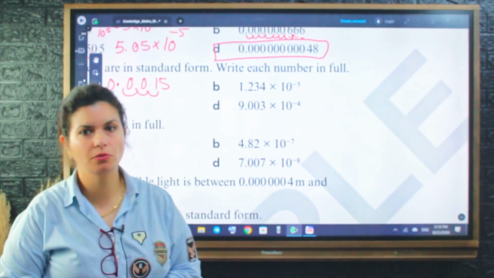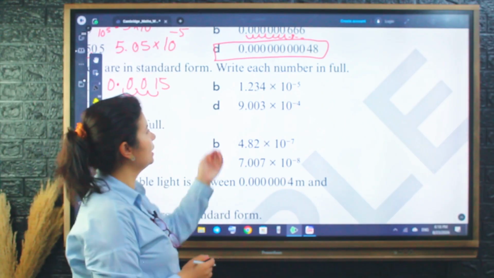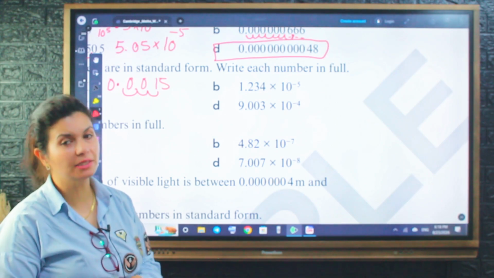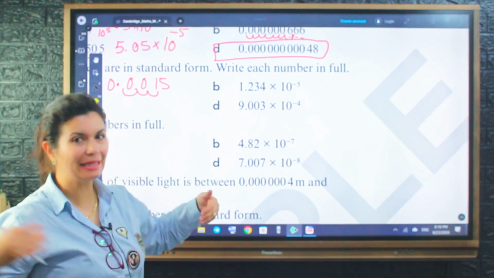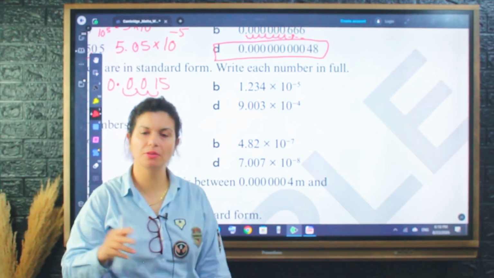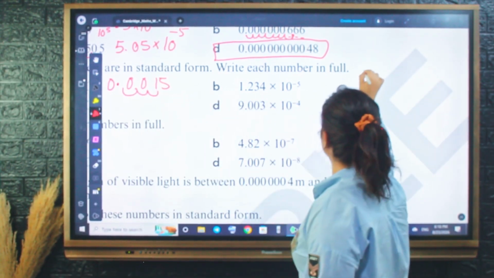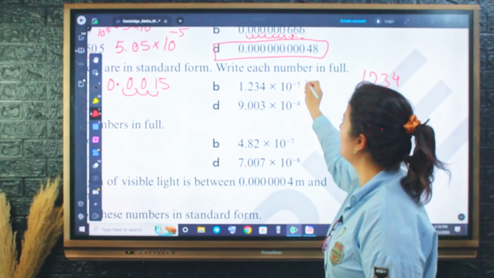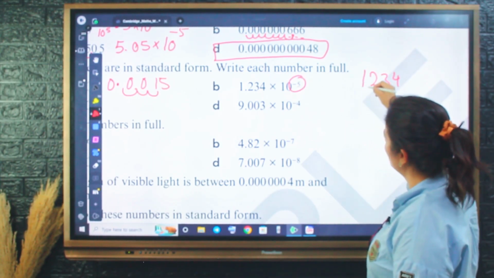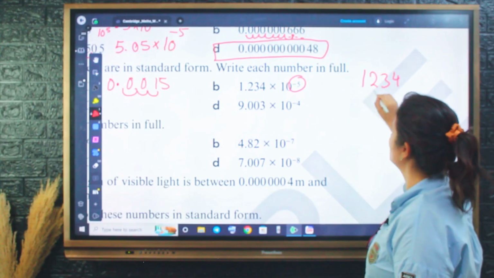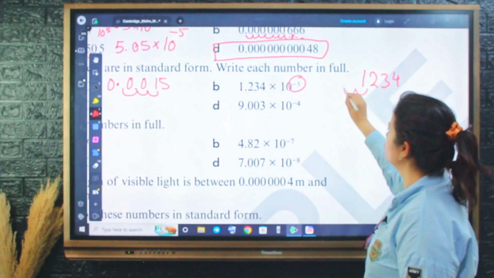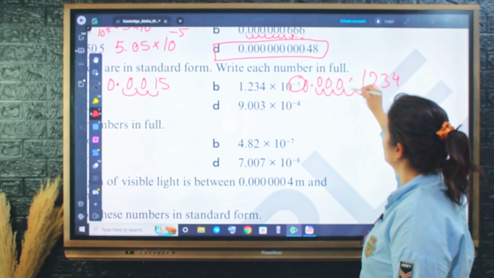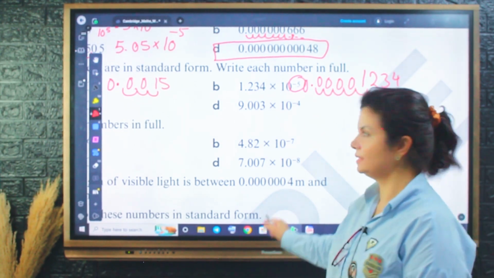Okay, let's solve B again. Here we have the number 1.234 times 10 raised to negative 5. That means we're going to take the point back 5 steps. So firstly, I'm going to write the number itself. The number is 1, 2, 3, 4. Then we go back by 5 places, starting from here, as the point was between 1 and 2, so we jump back 1, 2, 3, 4, 5, then we put the zeros. That's all. Let's see another one.